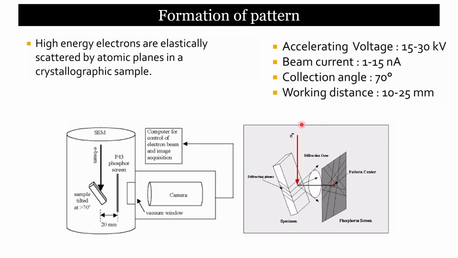And I have already told you that when the electron beam falls on the specimen, it will form a Kossel cone, and the interaction of the Kossel cone with the Ewald sphere will give us the parabolas, which will look like straight lines. So these patterns are formed on your phosphor screen, which are basically your Kikuchi patterns. These are collected at a 70° angle. Here the beam current will be between 1 to 15 nanoampere, the working distance of your specimen will be 10 to 25 mm, and the accelerating voltage is higher as compared to SEM imaging, between 15 to 30 kilovolt.